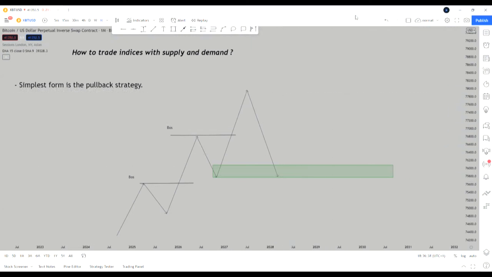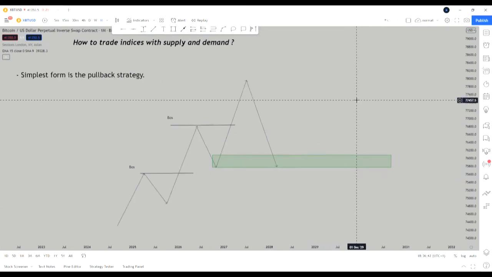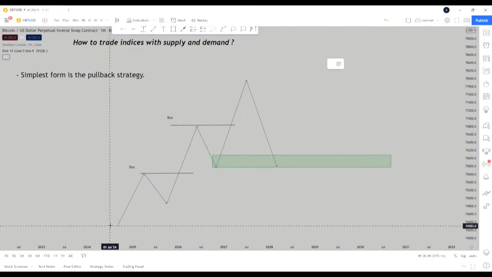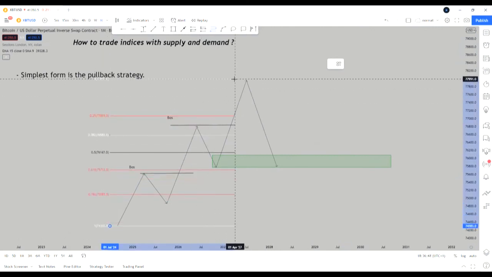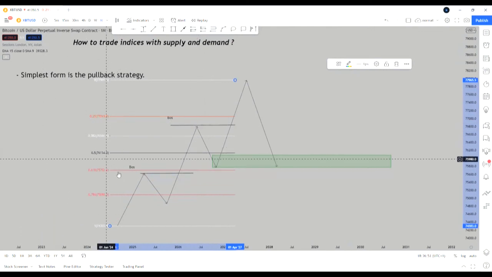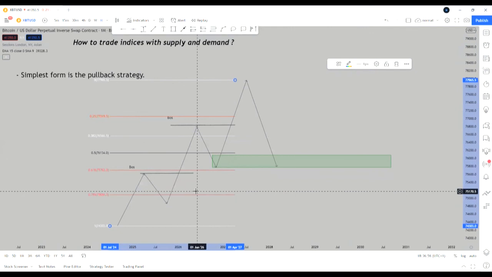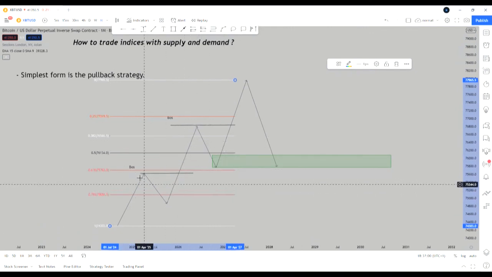And one other way of knowing or looking for a potential pullback would be using a Fibonacci. It's very simple, but sometimes it can help you. You look for the 0.5, 0.619, 0.786 areas to see where the valid retracement areas are, and where you can look for long trades or potential pullback plays.